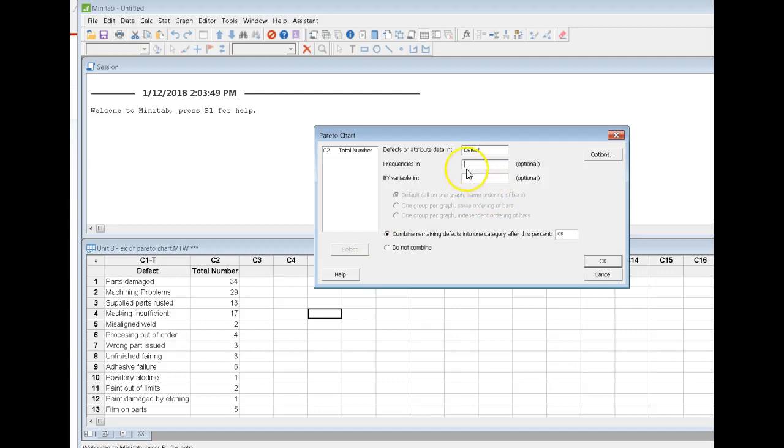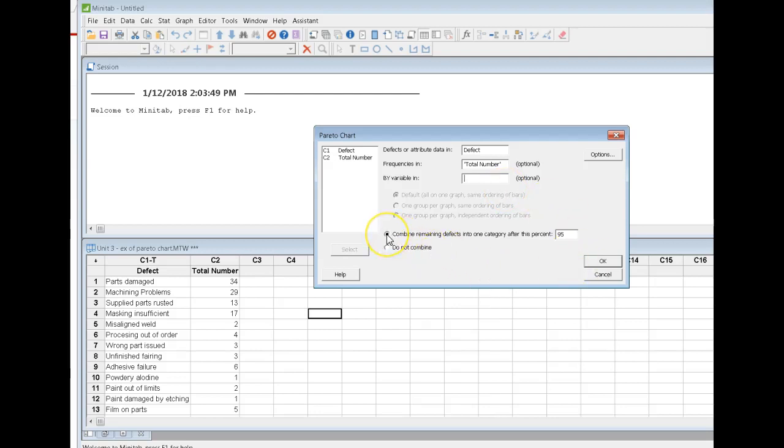And my frequencies, and this says this is optional, but in this case I'm going to want to use it because in column C2 we're being told how many times these particular defects occur. Alright, we don't have anything done by variables, so we're going to leave that alone.